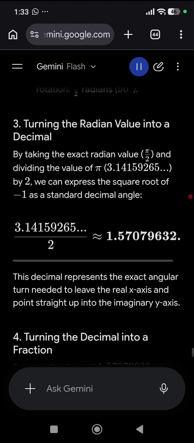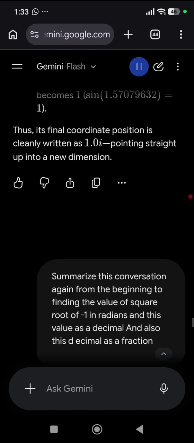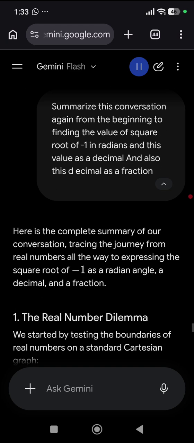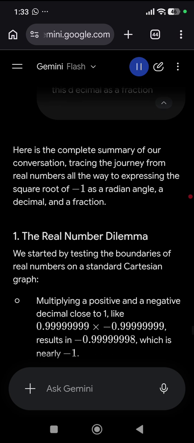Here is the complete summary of our conversation, tracing the journey from real numbers all the way to expressing the square root of -1 as a radian angle, a decimal, and a fraction. 1. The real number dilemma.